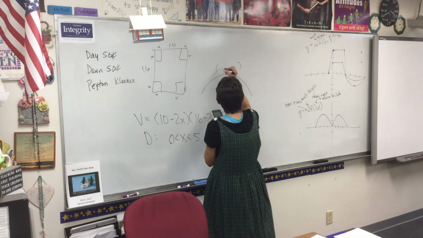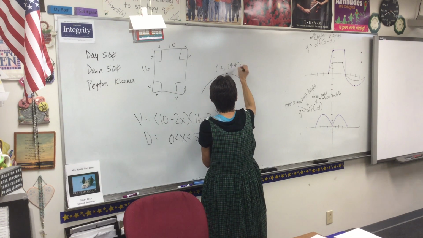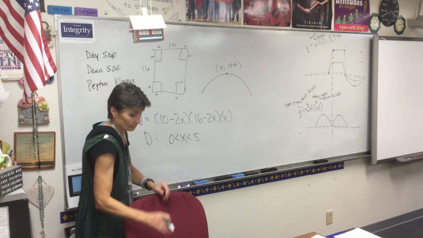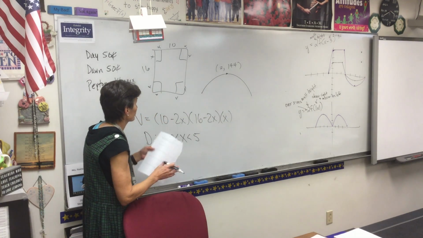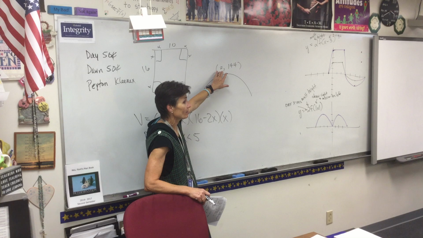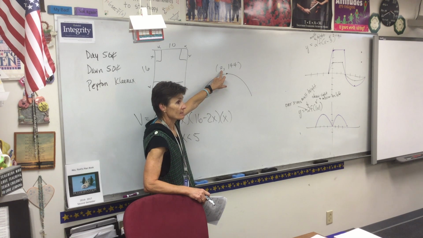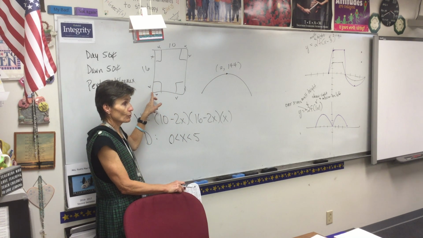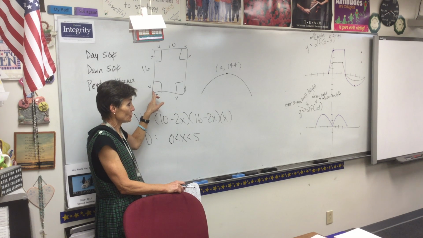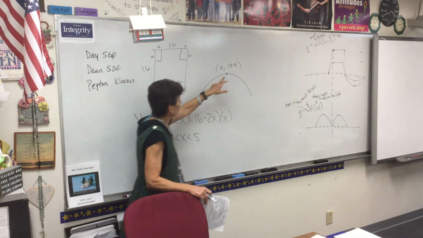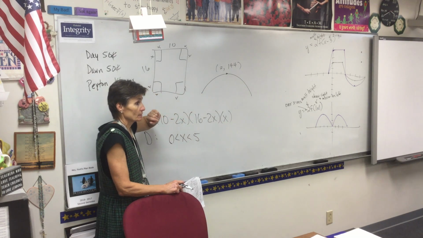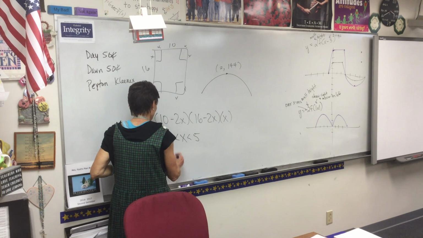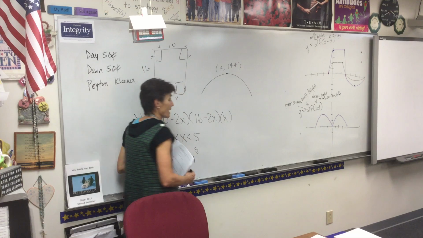And I got a maximum point of 2, 144. What does the 2 tell me? My X. That the corners I cut out should be 2 inches? What does the 144 tell me? Volume? So the answer to the question is the volume is 144 cubic inches. That's the volume.